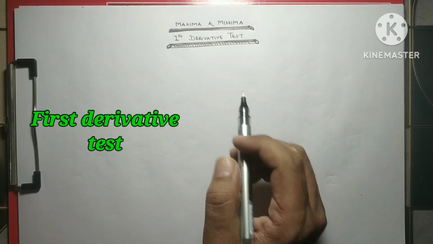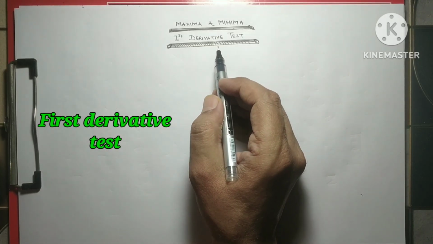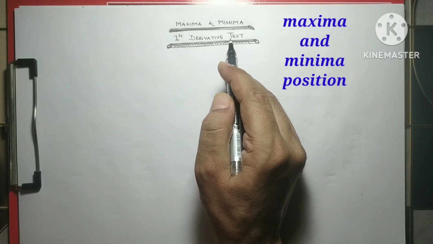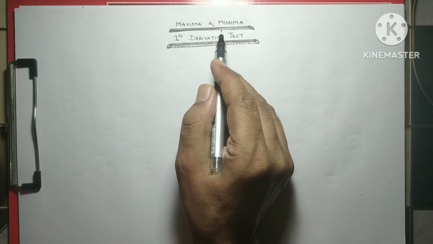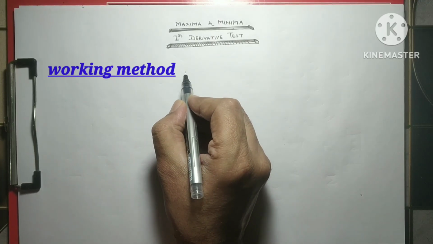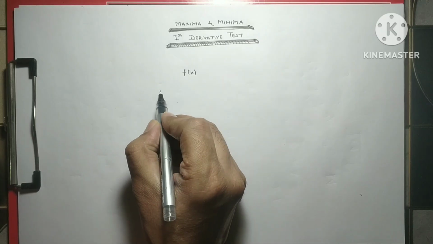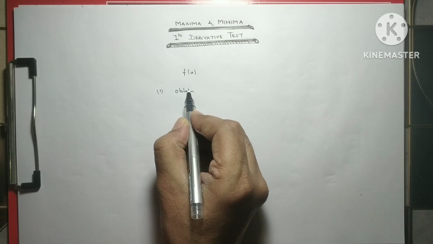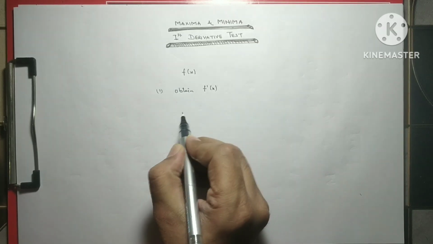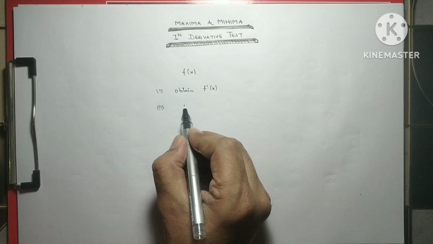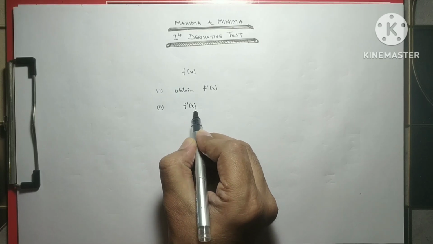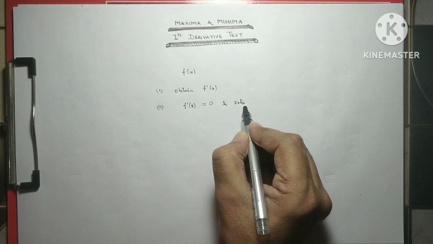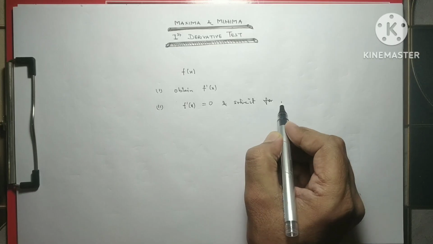So our topic is the first derivative test, by which we will check the maxima and minima position of a curve. So what is the working rule for this test? First we have a function. So the working rule is, first we obtain f dash x. Second, we put f dash x equals to 0 and solve it for the value of x.